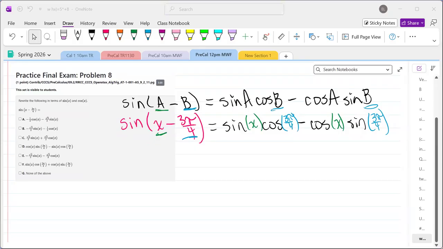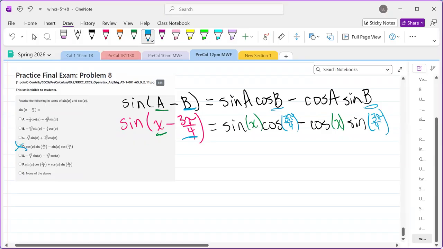Now, we'll look for this one first. So sine x cosine 3 pi over 4. I've got cosine x sine 3 pi over 4 and then a minus. Nope. D is not the same. And then f, sine x cosine 3 pi over 4, looking good, but then they put a plus. So nope, not f. Now all the rest of them have values filled in.